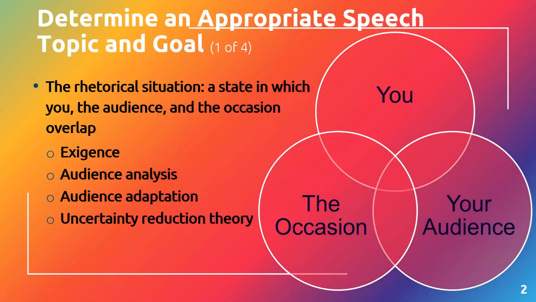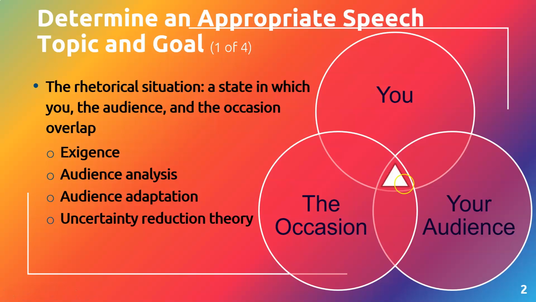First, you need to determine an appropriate speech topic. The rhetorical situation refers to the circumstance in which you, the speaker, the audience, and the occasion overlap. So if you look at these 3 circles on the right, you, the occasion, your audience, right here in the middle, that's what we call the rhetorical situation.